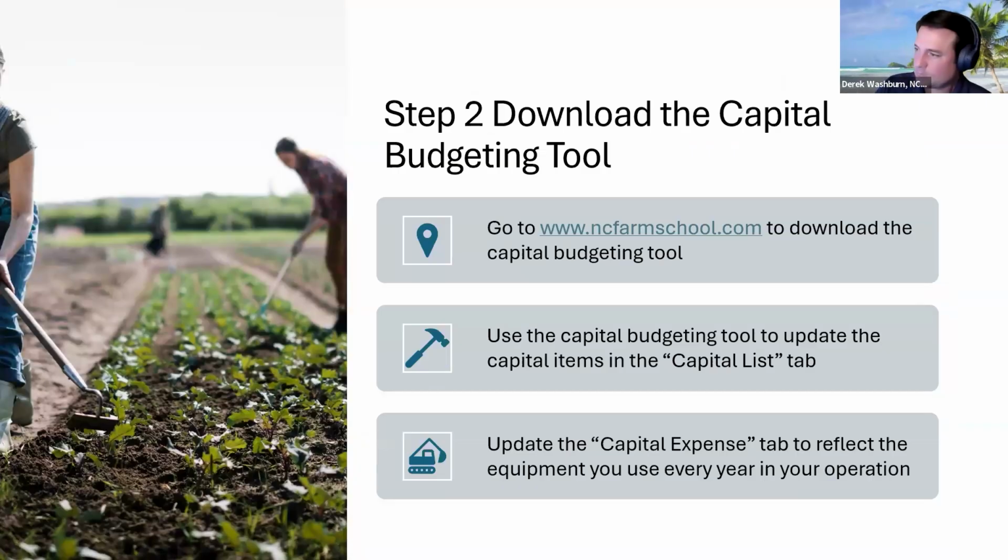So the next step would be to go to ncfarmschool.com, download the capital budgeting tool, and I'll show you that in just a second. And then you're going to use the capital budgeting tool to update the capital items in the capital list tab. So you're going to basically transfer your inventoried items to the capital list and value. And I'll give you some basic directions for how to do that.